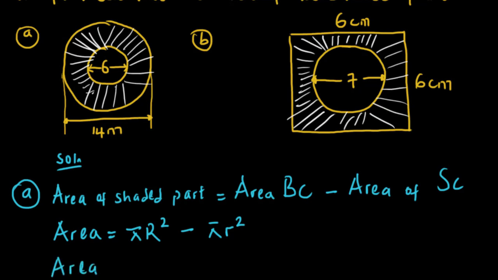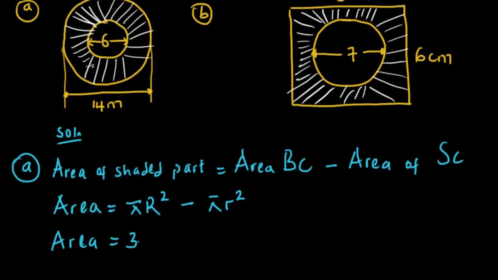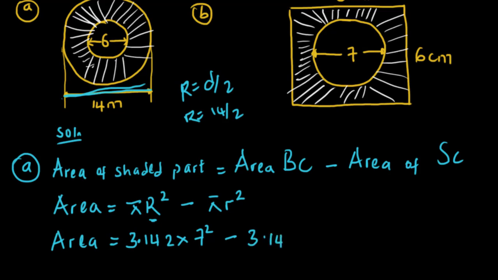So we can have area equals to, we're not told to take pi as anything, so we can make it anything we like, 3.142 times. Now to calculate the area of the big circle, capital R, we know that the diameter of the big circle is 14 meters. And remember, radius is diameter over 2. So radius equals to 14 over 2. So it means that capital R is 14 divided by 2 is 7. So we have 7 square. Does that make sense? Minus pi 3.142 times.